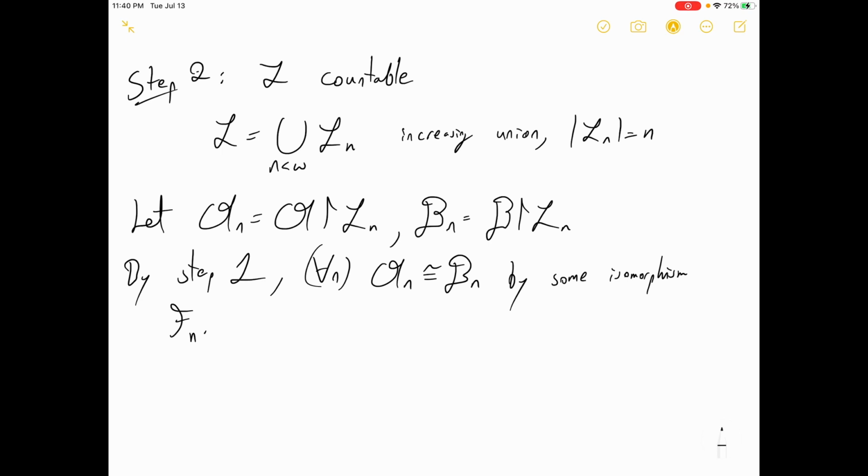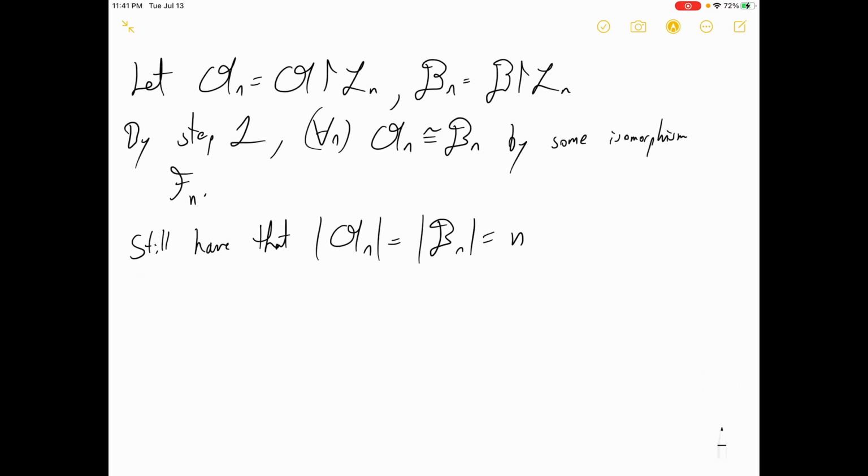Well, if you think about it, these isomorphisms could be different, right? The isomorphism F sub 1 doesn't have to be the same as F sub 2. I mean, they're all maps of finite sets. So the key here is that we still have that A sub n is the same cardinality as B sub n, and they're all n. They're just reducts. We're just restricting the language. We're not changing the size of the set.